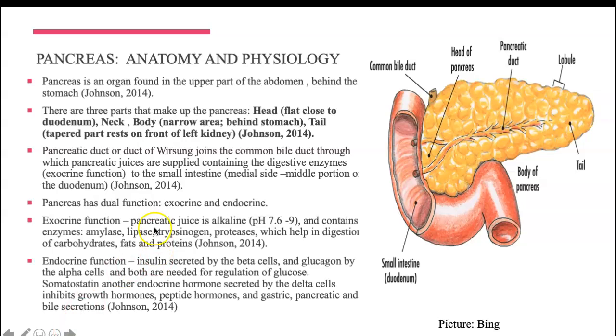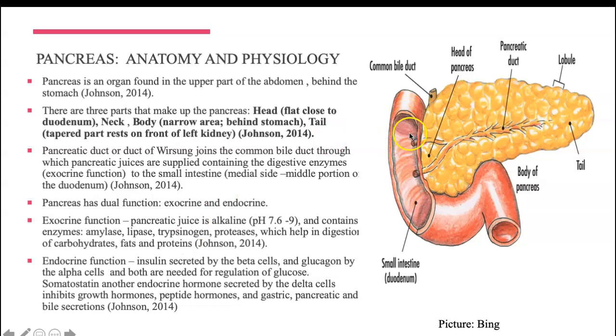So the exocrine function is to digest the food. Bile basically emulsifies or breaks down the fat into smaller particles, and then the pancreatic enzyme like lipase can act on that fat and break it down. Amylase acts on carbohydrates, breaking them down. Trypsinogen and proteases act on proteins and break them down.